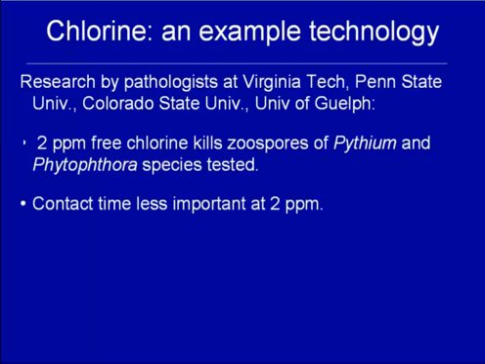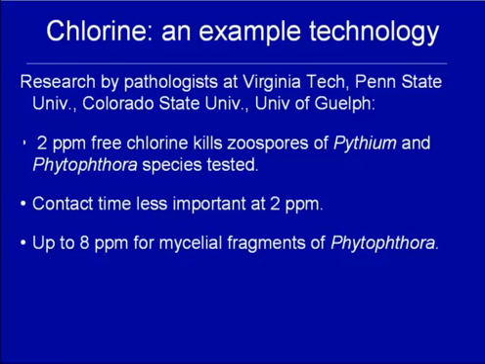Contact time is less important at 2 parts per million, but as the active ingredient level goes down, the contact time becomes more and more important. Some growers will therefore have a settling area after injection to increase contact time.